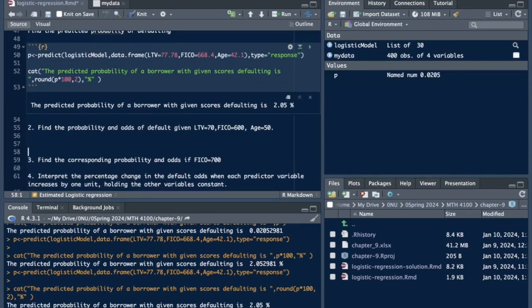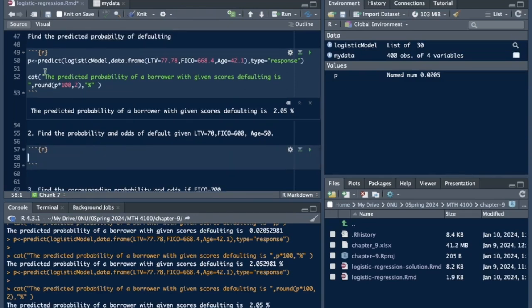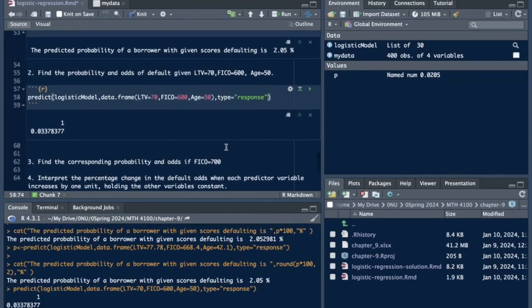We're going to do this again, and the question now says find the probability and odds of defaulting given these values. So we're going to do the same thing. I'm going to copy all of this, because we're going to repeat this, but we're going to change the values. So LTV 70, and 650, and here we go. So we got about 3.4%.